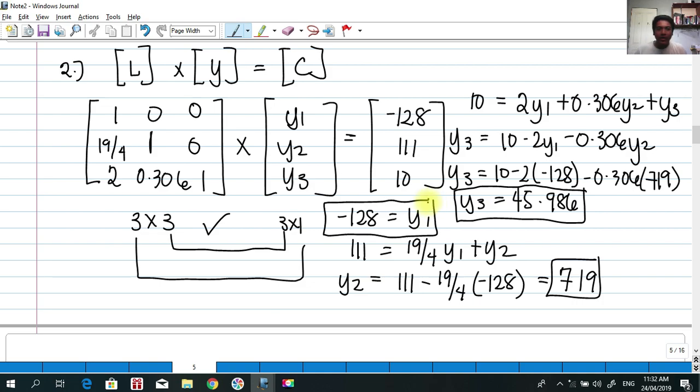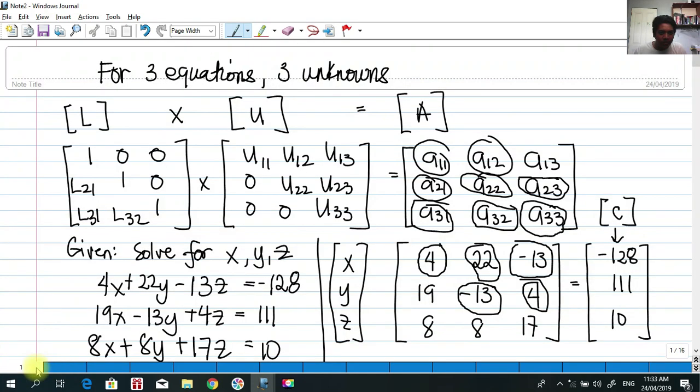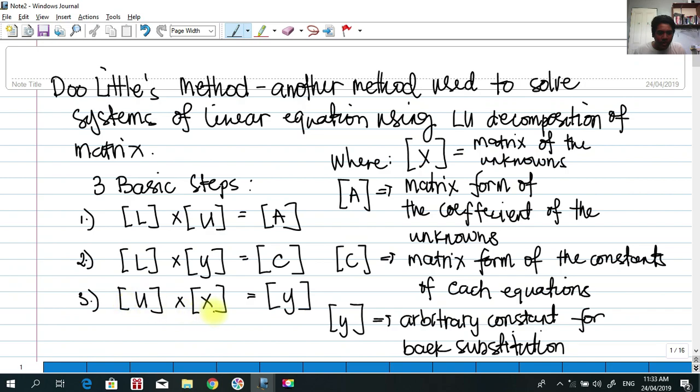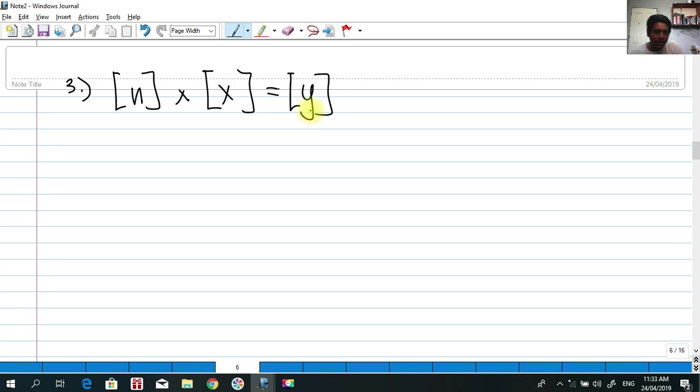Okay, so we're down to our last step. And our last step, according to our instruction a while ago, is u times x is equal to y. So the matrix u multiplied by the matrix x is equal to y. This is our last step.